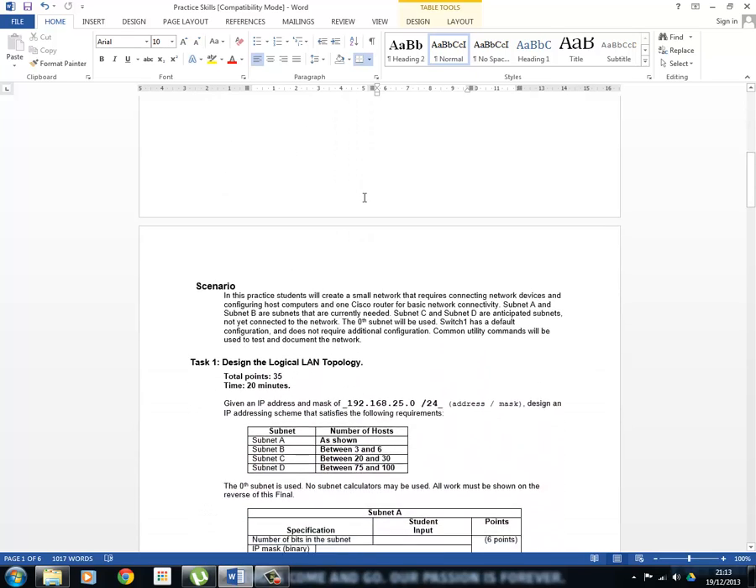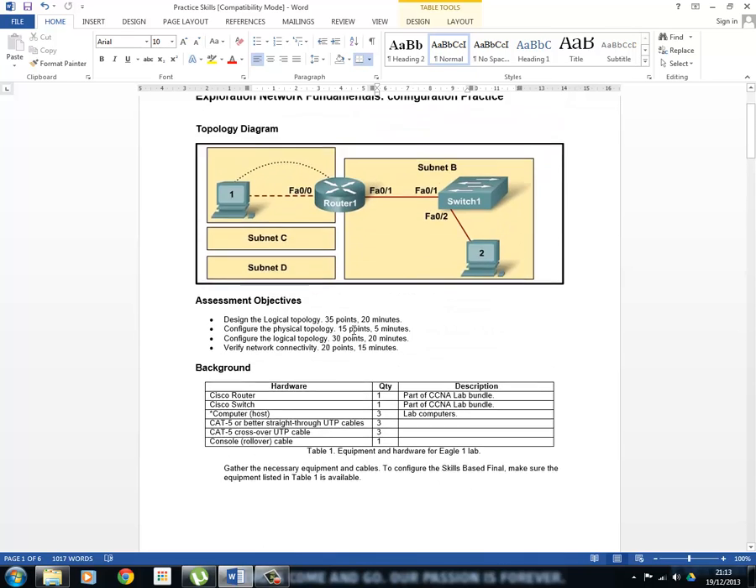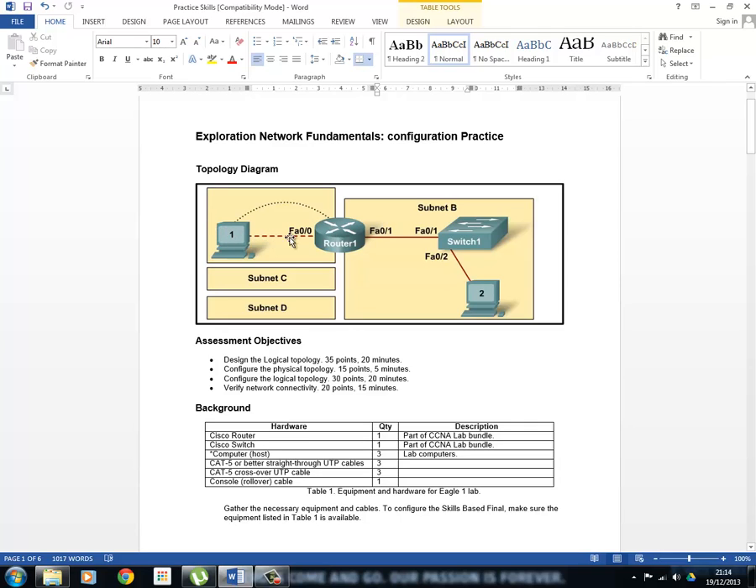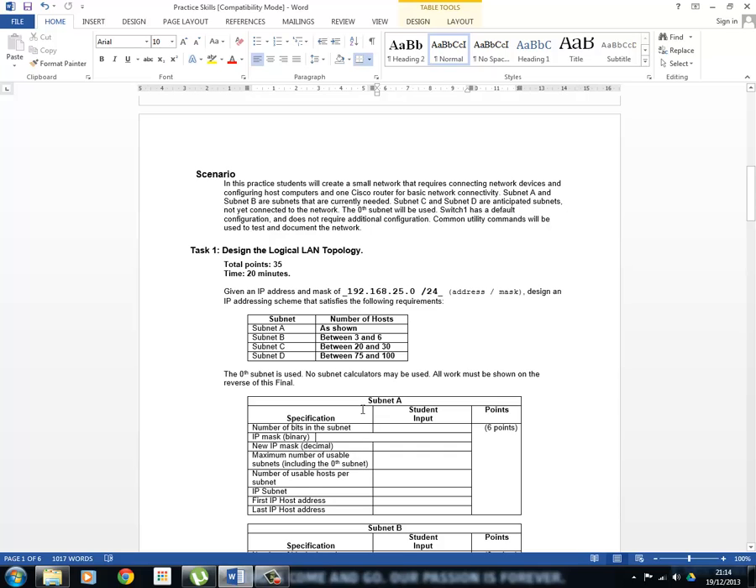Okay, so moving down, and this is the scenario. And then we're just going to move straight on to task 1, design a logical LAN topology. Now, subnet A, it says as shown. So how many does that mean? Well, if we look at network A, you can see that we've got a crossover cable directly from a PC straight to a router. So therefore, there's only a need for 2 IP addresses. So, in effect, where it says as shown, it should say 2. Okay, but you can work it out easily enough.